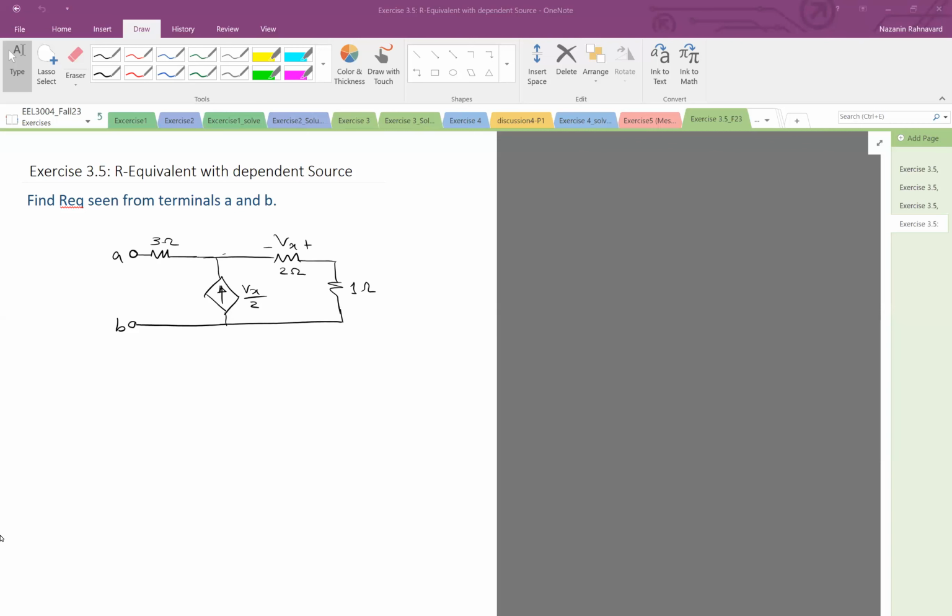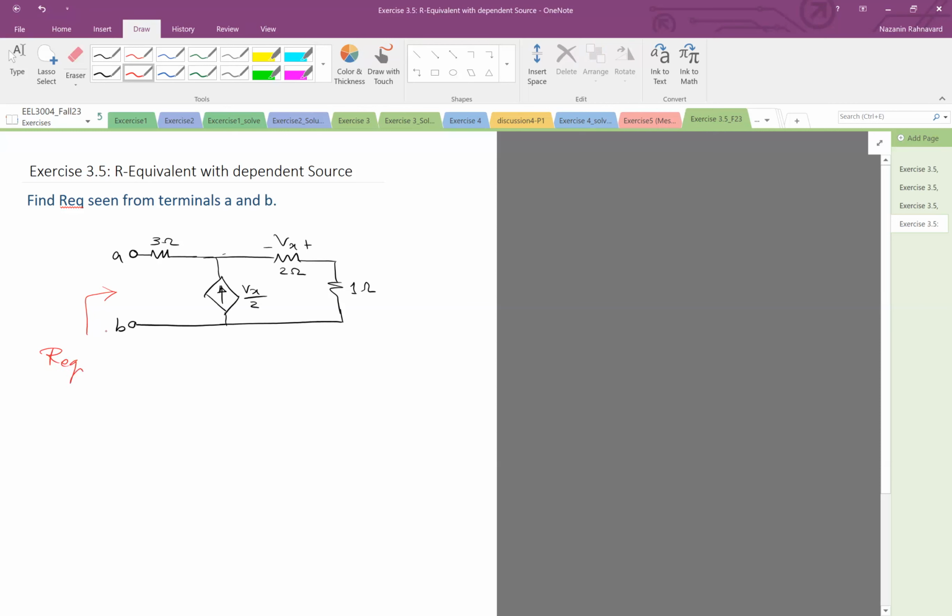Next question. Find R equivalent seen from terminals A and B. Okay, very good. So this circuit is given and we would like to find R equivalent.